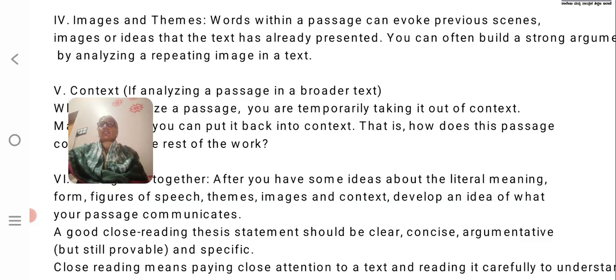Identify images and themes. Words within a passage can evoke previous scenes, images or ideas that the text has already presented. You can often build a strong argument by analyzing a repeating image in a text. Identify such repeating images and look for the strong argument presented there.